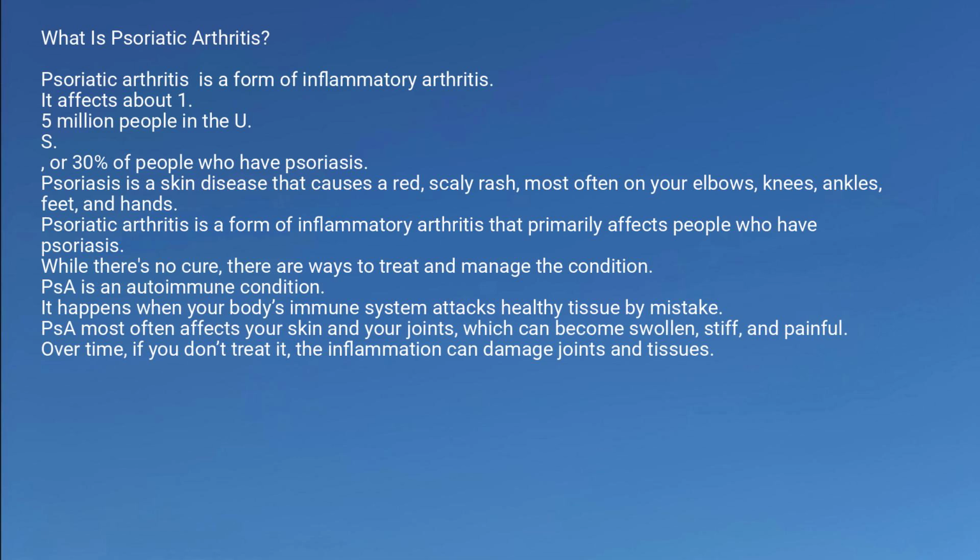PsA is an autoimmune condition. It happens when your body's immune system attacks healthy tissue by mistake. PsA most often affects your skin and your joints, which can become swollen, stiff, and painful. Over time, if you don't treat it, the inflammation can damage joints and tissues.